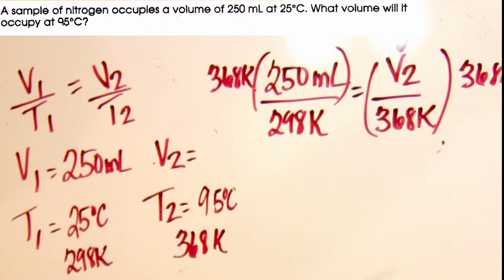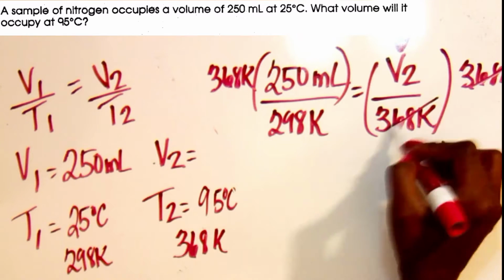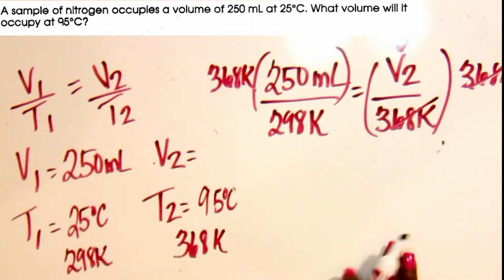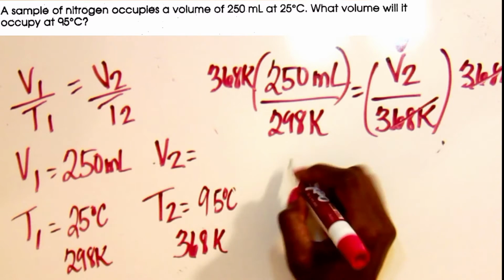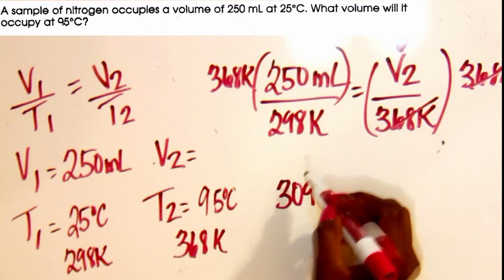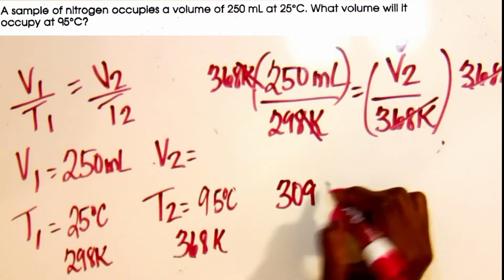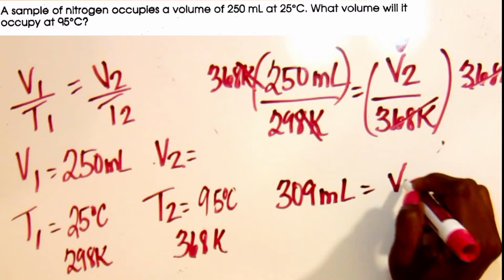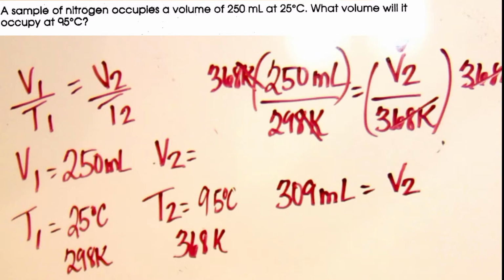When we do that, your Kelvin will cancel. The temperature will cancel. So now we're going to multiply 368 times 250 divided by 298. And that gives you a final answer of 309. Your units of Kelvin will cancel, which leaves you with a unit of milliliters. Your final answer, the second volume, is equal to 309 milliliters.